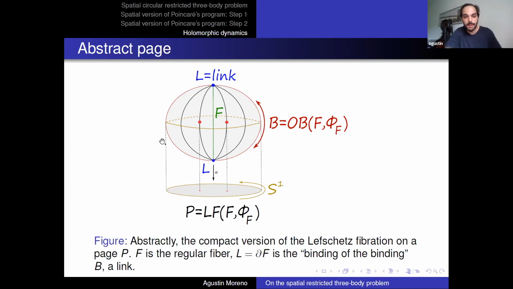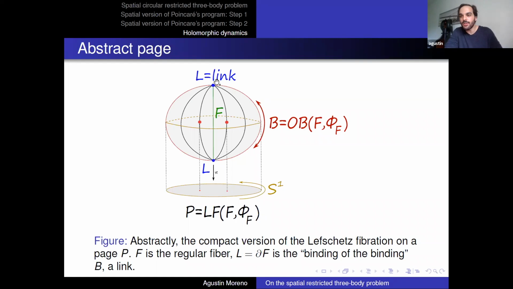So I'm drawing the page here in orange, right? So these guys are here the fibers, F, which I'm drawing in green, like the central fibers, right? And the boundary of each fiber is the link in the boundary, so L. B is a boundary which has this open book with the page F and monodromy some phi F, which is precisely the same data of the Lefschetz fibration on the page. So this is the page, and I have a circle family of these guys.